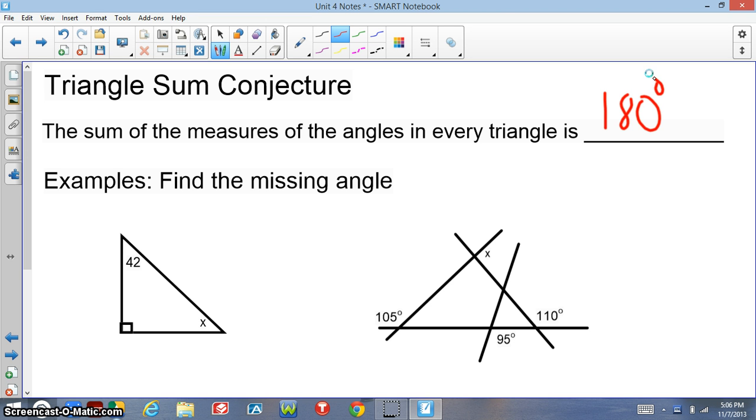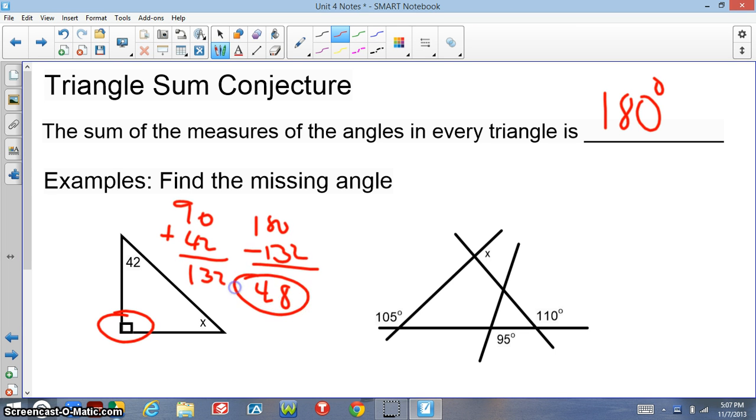So if I want to find that missing angle x, remember that the little box at the angle there just means it's a right angle. So to find my angle, 90 and 42 is 132. 180 minus 132 is 48. So our missing angle there is 48 degrees.